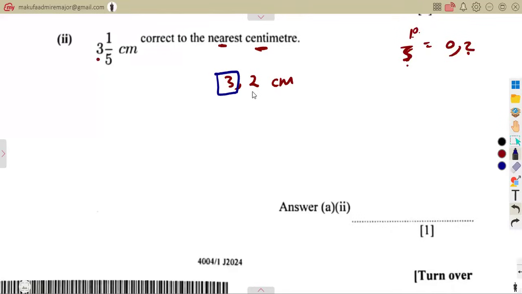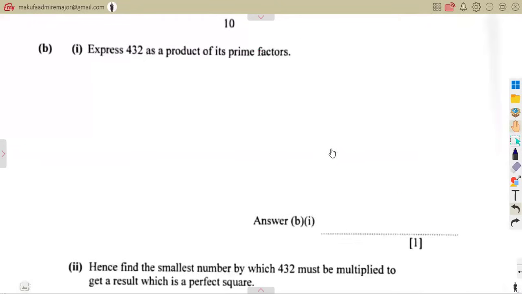So what is affecting the 2? Is it going to change this 3? No. This 2 is less than 5, so it cannot change the 3. So it will be 3,0, which is the same as 3 centimeters. That is to the nearest whole number, to the nearest unit that you are given there. If it was meters and you are asked to the nearest meter, it is to the nearest whole number, the unit that you are given there.